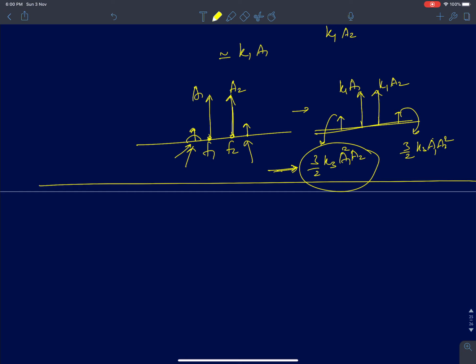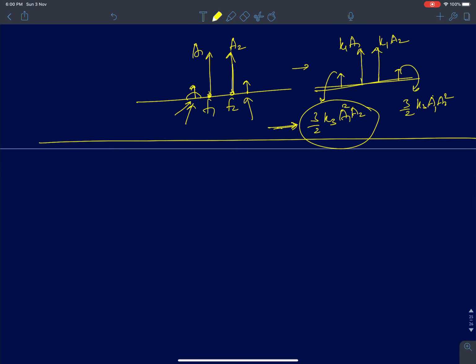So if I feed the same amplitude signals to both the amplifiers, if I feed A1 equal to A2, we'll try to see what amplitude we'll be getting at the output.